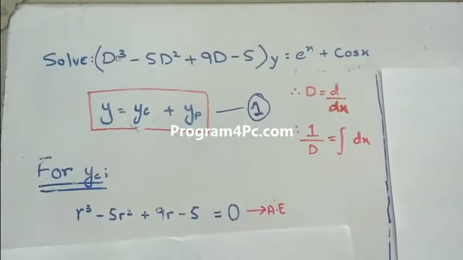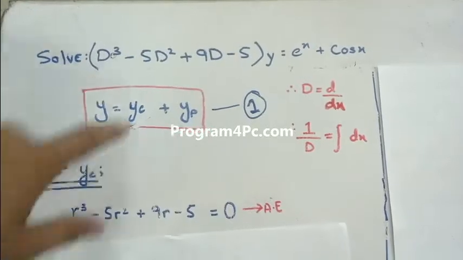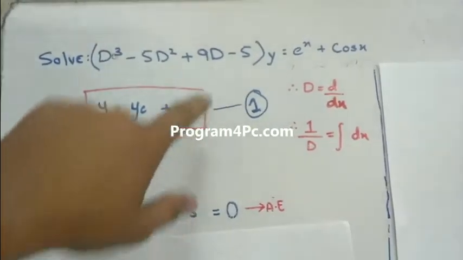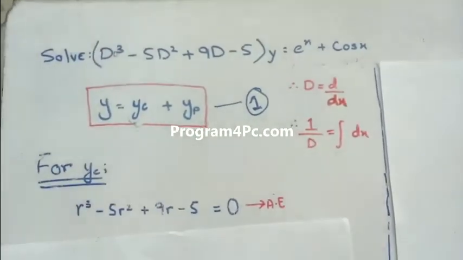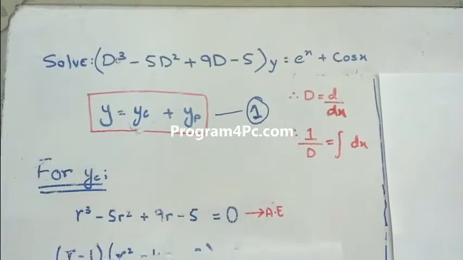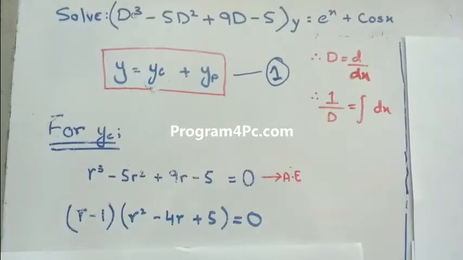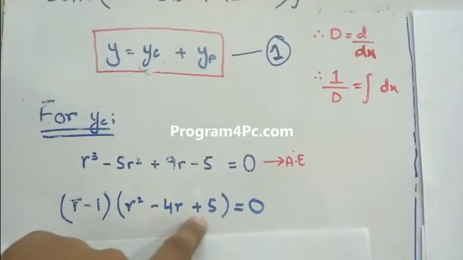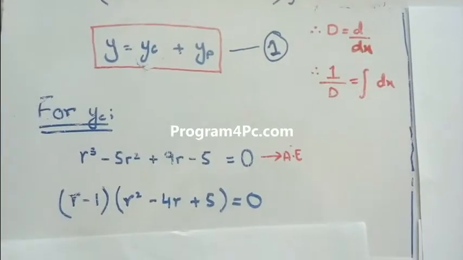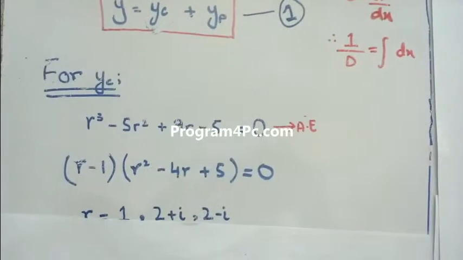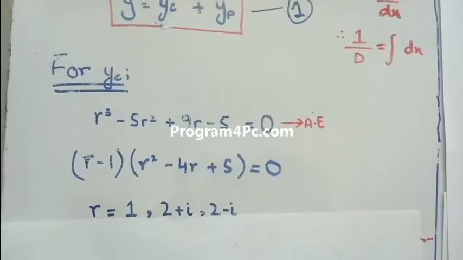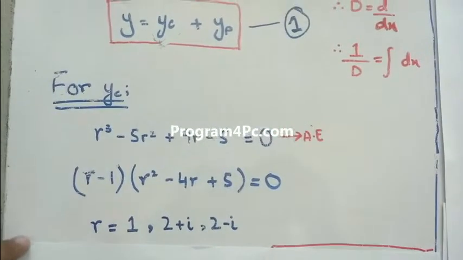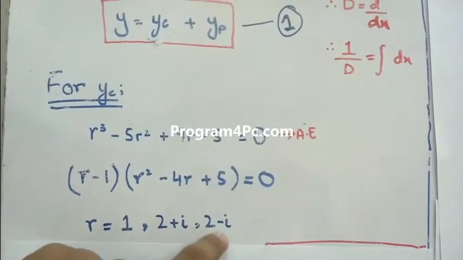We make it in terms of r, that is D cube replaced as r cube, minus 5D square replaced as minus 5r square, plus 9D as plus 9r, minus 5 equals 0. For finding its roots, we need to factorize it, that will be (r minus 1)(r square minus 4r plus 5) equals 0, and finally its roots are r equals 1, 2 plus i, 2 minus i. Here we have one real root and two complex roots.